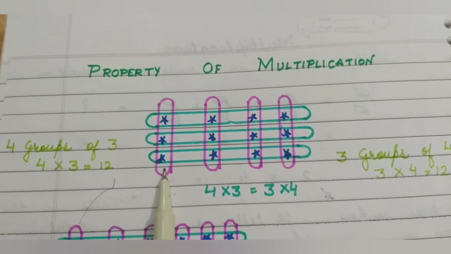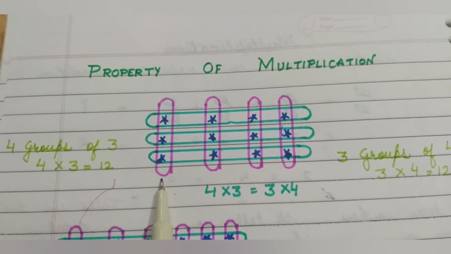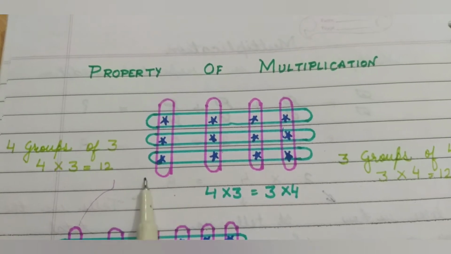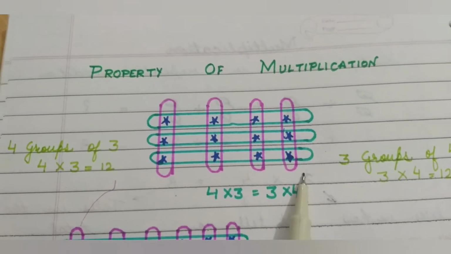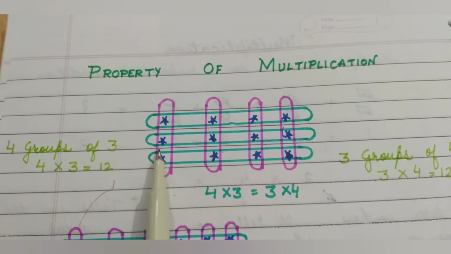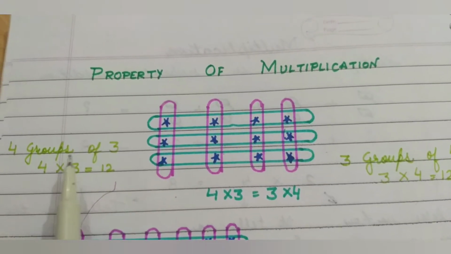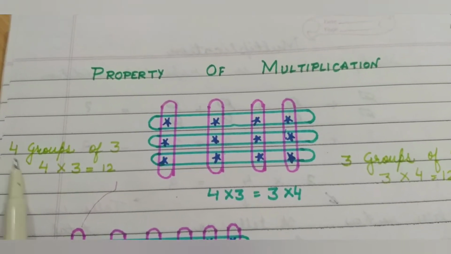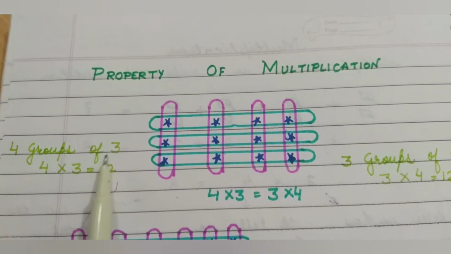Let's see the first one. Here we have 1, 2, 3, 4. 4 groups are there. And how many stars in each group? Let's see. 1, 2, 3. 3 stars and 4 groups. So 4 groups are there and that is of 3.